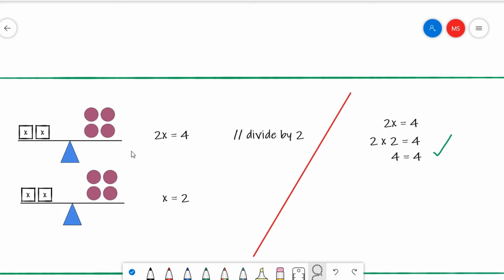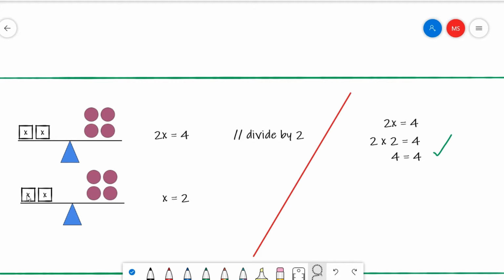Now, remember that the strategy said to reverse whatever is currently being done to x. Well, x is right now being multiplied by 2. So beside my double slash, I say my intention then is to divide both sides by 2.